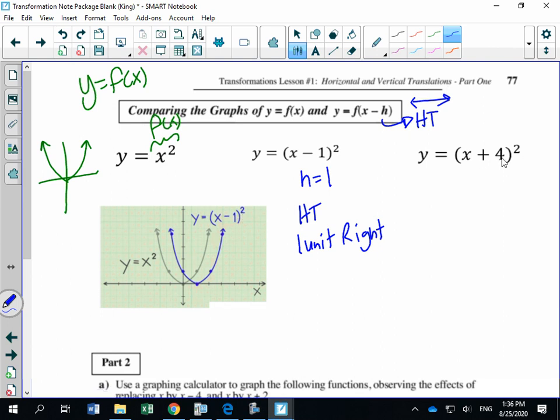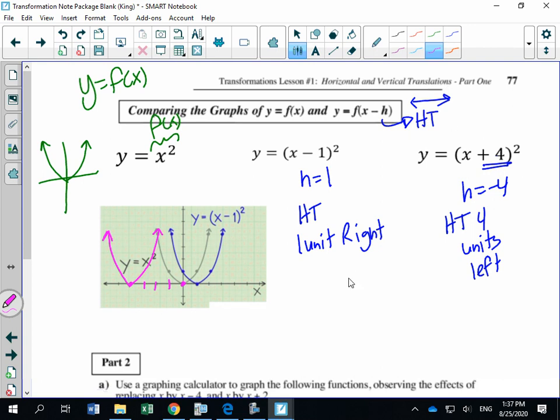Now, this guy here, what is your H value? The H value is not 4. The opposite of 4 is -4. That means that our new graph would be horizontally translated 4 units left. And our new graph would go from here, from 0, 1, 2, 3 here. And the shape of my graph would not change. It would just be translated 4 units left.